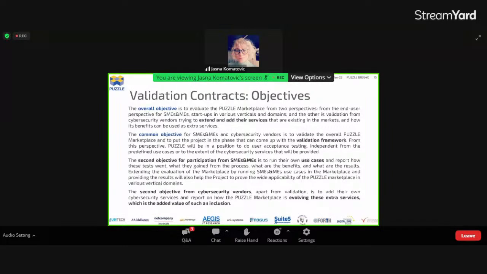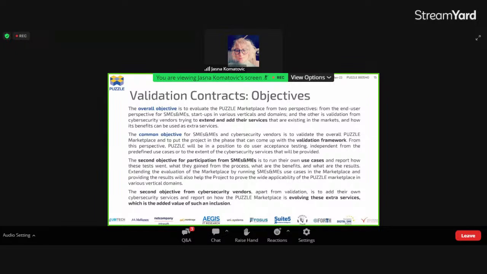So we strive to work proactively in every aspect of the projects. The overall objective is to evaluate the Puzzle marketplace from two perspectives, as I already mentioned: from the end user perspective for SMEs, also startups, I forgot to mention that, but also from cybersecurity providers who are trying to extend their services in the Puzzle framework.